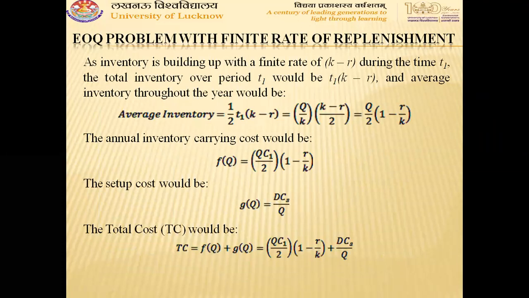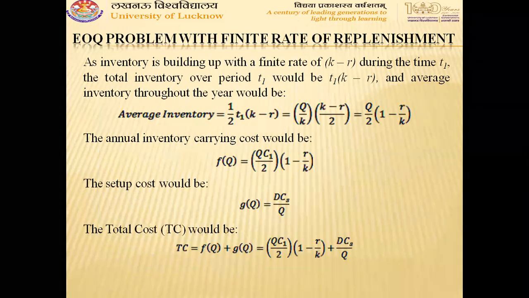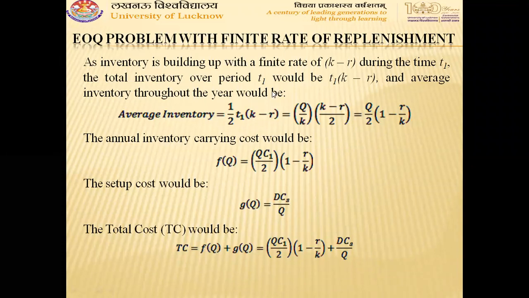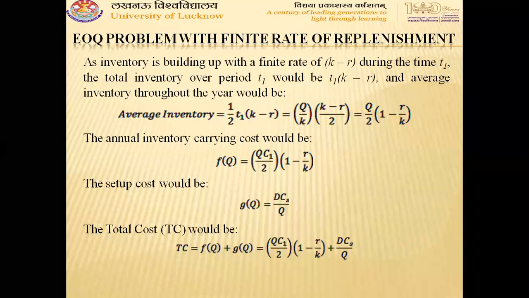Now total cost will be computed. For total cost we require two things: one is annual inventory carrying cost, and second is annual setup cost. For average inventory carrying cost, the average inventory is required. It was seen in the fundamental EOQ problem that average inventory was half of the total inventory. So total inventory is T1 into (K minus R), and average inventory will become half of T1 into (K minus R).